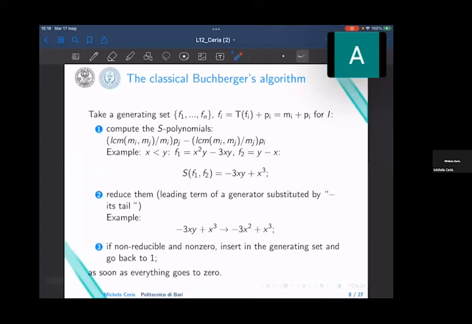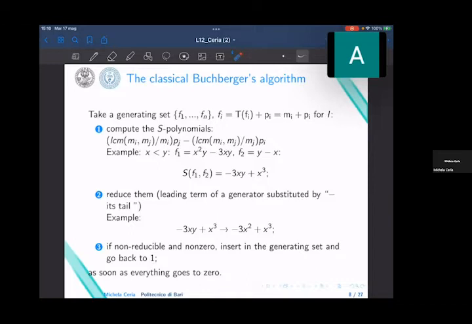The first algorithm to compute Grobner bases that is classical, important from a historical point of view, and from my point of view also from a pedagogical point of view, is the classical Buchberger algorithm. In this algorithm, you take a generating set of polynomials, here indicated by isolating which is the leading term and which is the tail. And you take these generators in pairs.